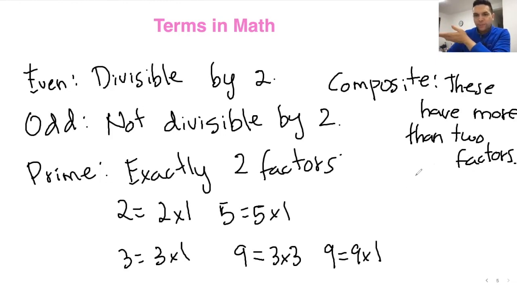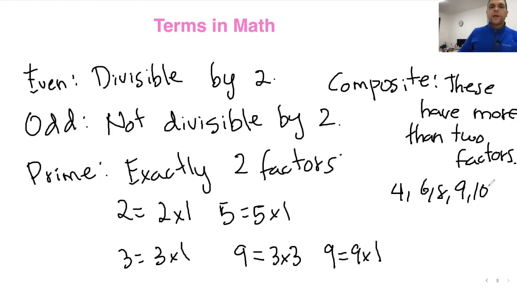So examples are 4, right? 6, 8, 9, 10. Okay. So we have even, odd, prime, and composite. Okay. All right. Let's get into some exercises. Exercise 7.